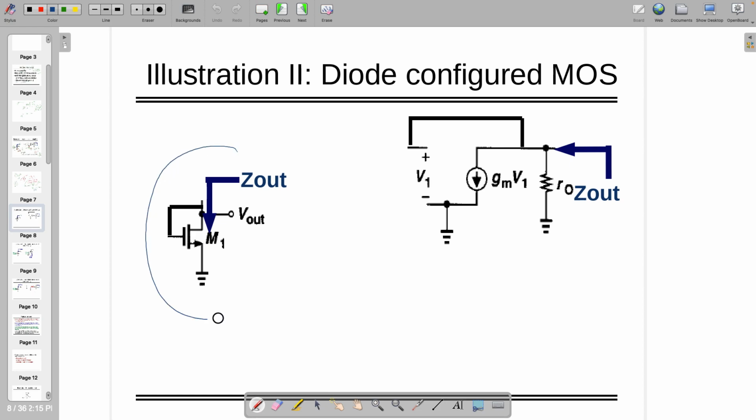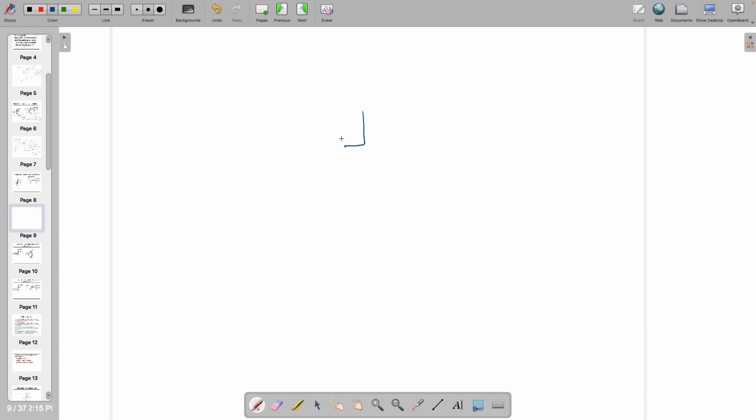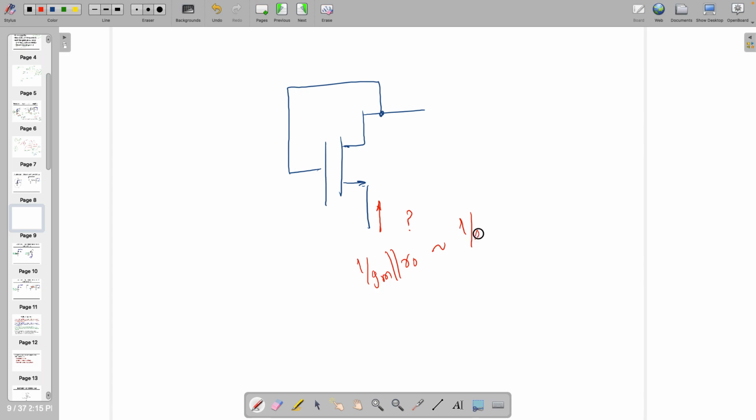If I'm changing the configuration a bit like this, replace in the back of your mind the small signal model where input is infinite, output side gm Vgs and ro in shunt. If you are in this configuration, looking from here, what are you going to see? 1 by gm in shunt with ro, right? And you can approximate that to 1 by gm, no problem.